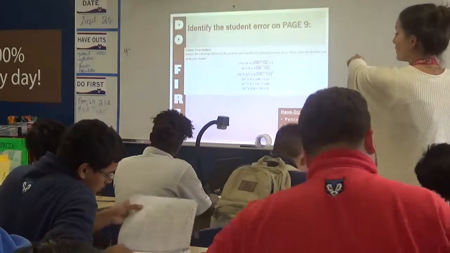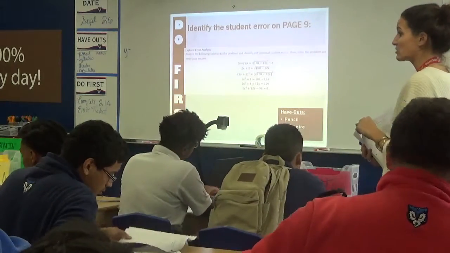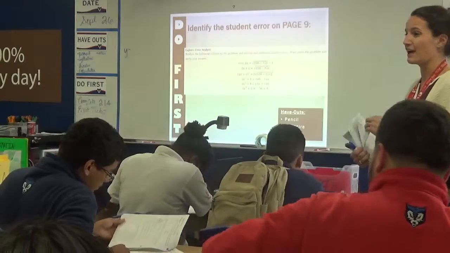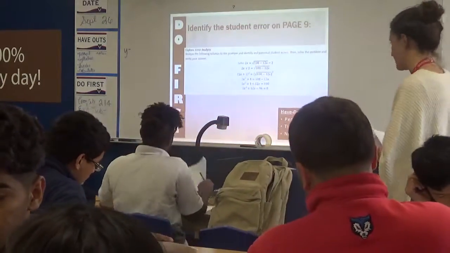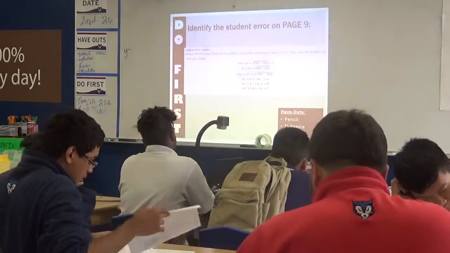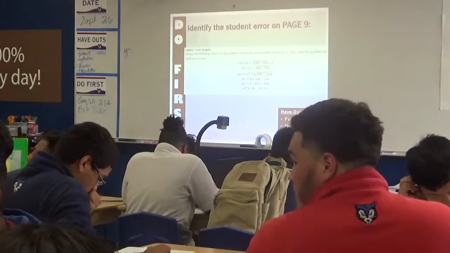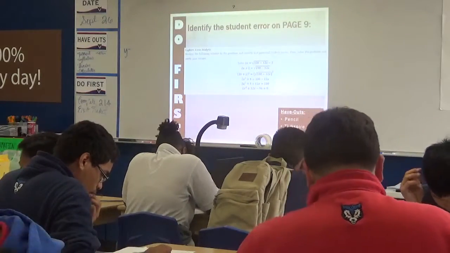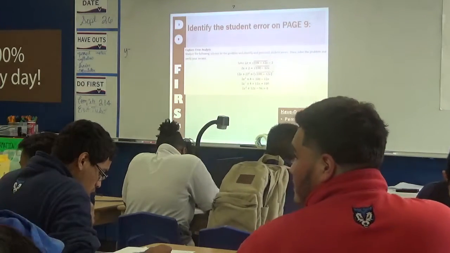So what you can do while you're waiting is look at your notes on page 9 and try to find where the student's error was. This is an error that I've noticed is common that we make, and that we also have trouble on quizzes and tests doing these problems where you have to identify an error. So take a look, see if you can find out where the error is.